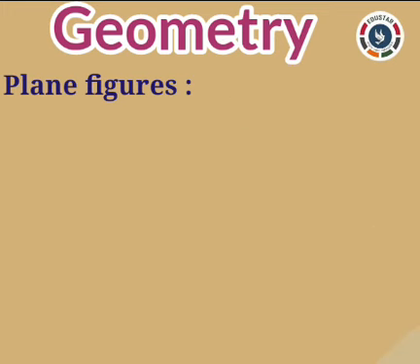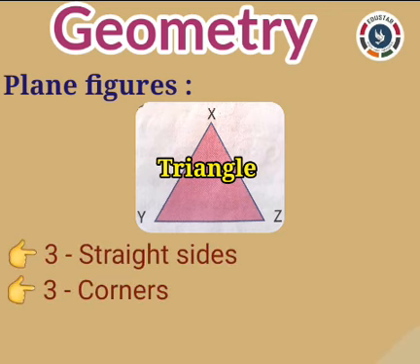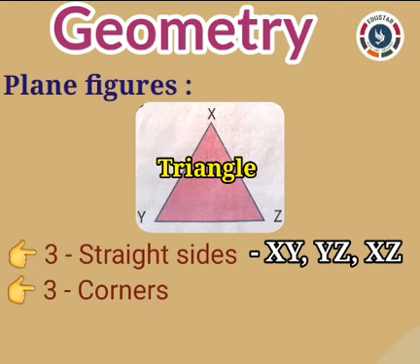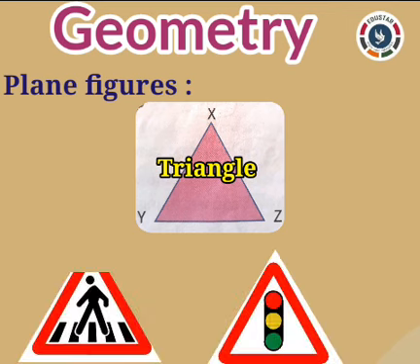The next plane shape is triangle. The triangle has 3 straight sides and 3 corners. Now look at this triangle. It is named X, Y, Z. It has 3 sides, that is XY, YZ and XZ. It has 3 corners, that is X, Y, Z. Some common real-life examples of triangle are traffic signs.